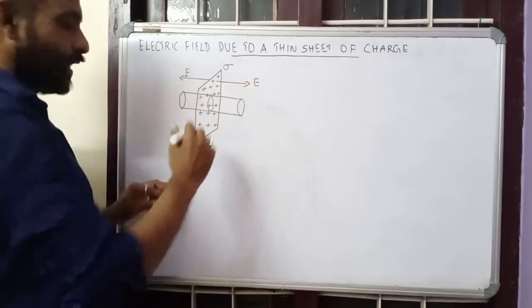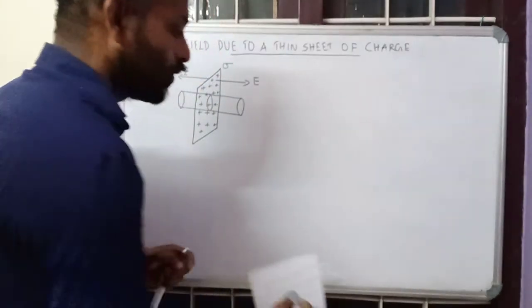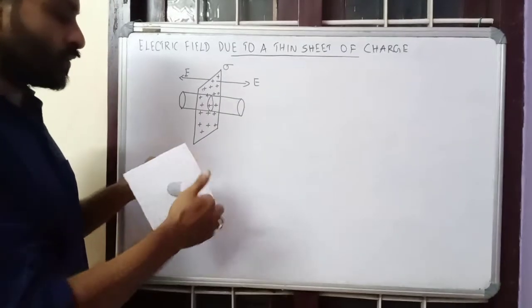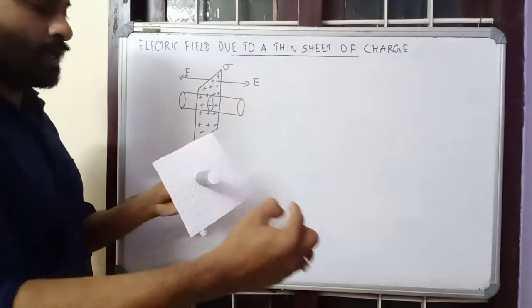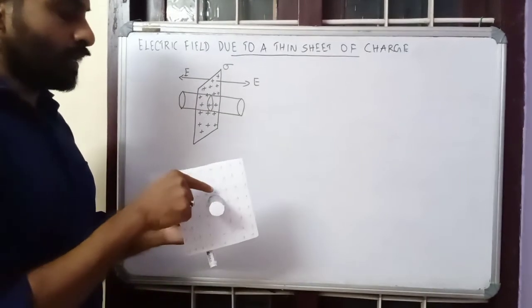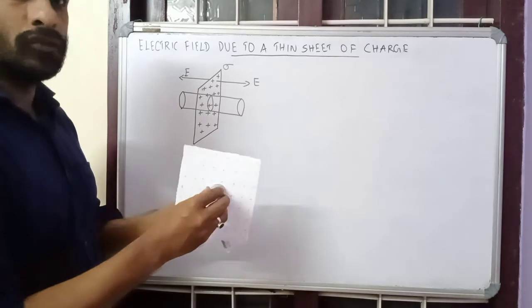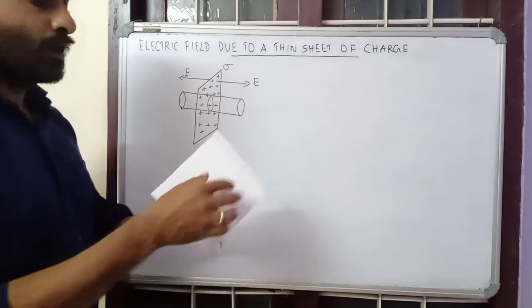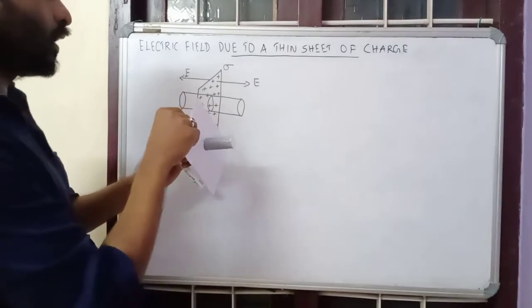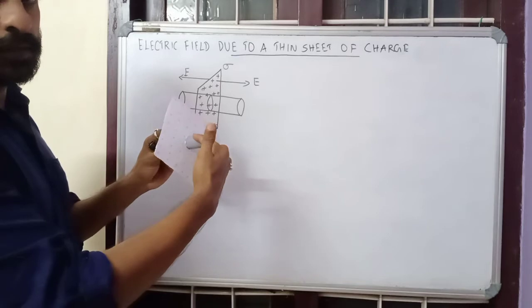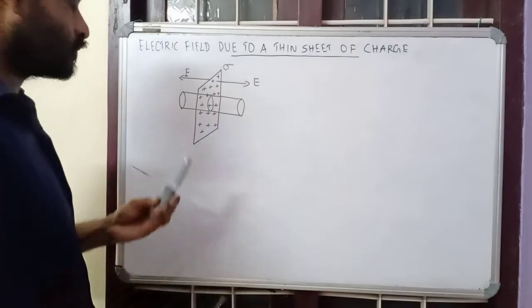It is passing through. Means the Gaussian cylinder is perpendicular to the sheet of charge. If this is the sheet of charge, this is the Gaussian cylinder. It is penetrating like this. It is going like this. Means the electric field lines will come out through these two flat faces. These field lines will pass through these two flat faces. Since the cylinder is perpendicular to the sheet of charge, no field lines will pass through the curved surface. So we can apply Gauss's law.